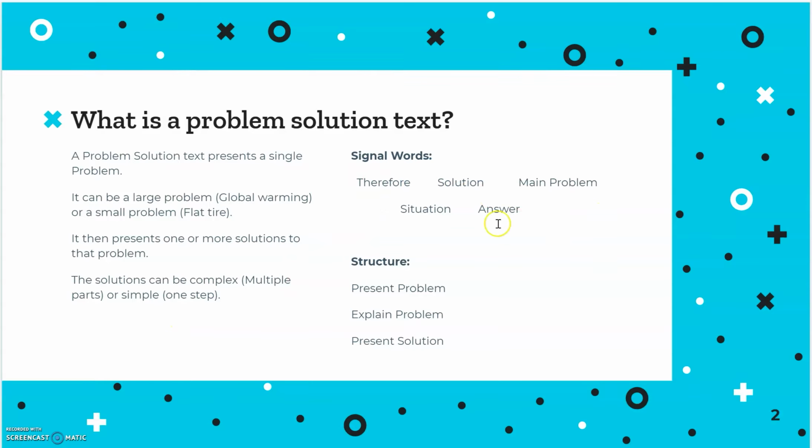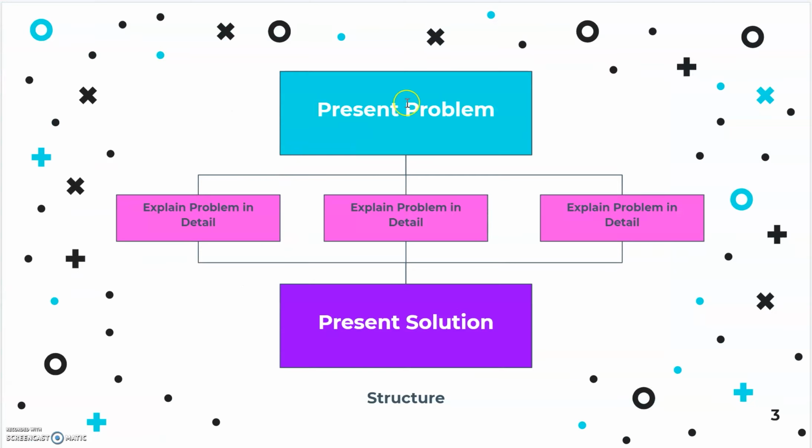There are several signal words for problem solution text, such as therefore, literally the word solution, the word problem, main problem, situation, answer, all these things that signal that there is something wrong, and this is how we correct it. Those are going to be our signal words. And finally, the structure is that it will present the problem, explain why that's a problem, and then present the solution to that problem. It'll sort of look something like this: present the problem, then spread it out into details about why it's a problem, and then present the solution to that problem.